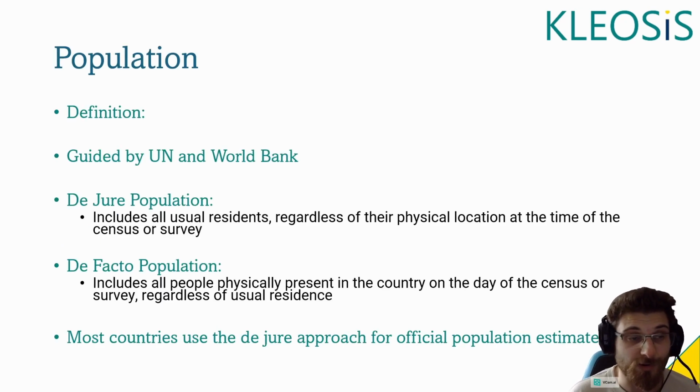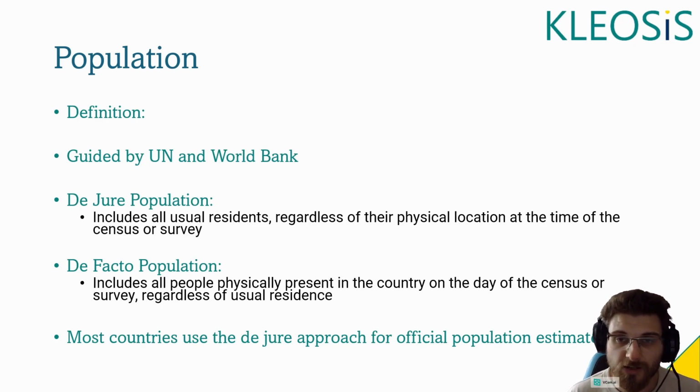We'll start off, and the next statistic I want to introduce you to is population. There's a specific definition of population, or actually there's two, and these are guided by both the UN and the World Bank. So there's this idea of de jure population and this idea of de facto population. The only difference between these is that de jure population is a count of people who are usually resident in the country, even if they're away from the country at the time that you ask them where they are. And then de facto population is everyone in the country, even if they're not usually resident.